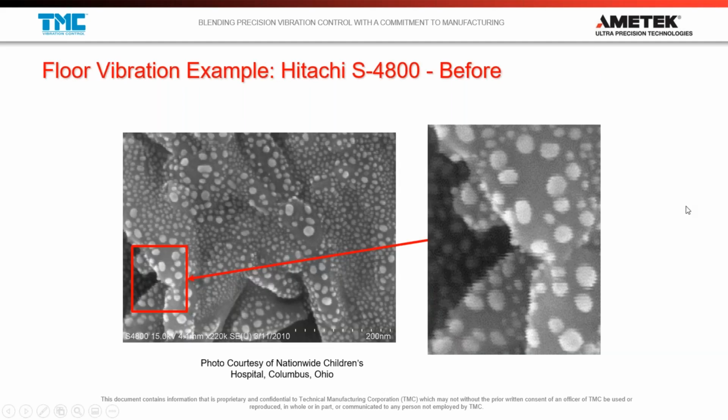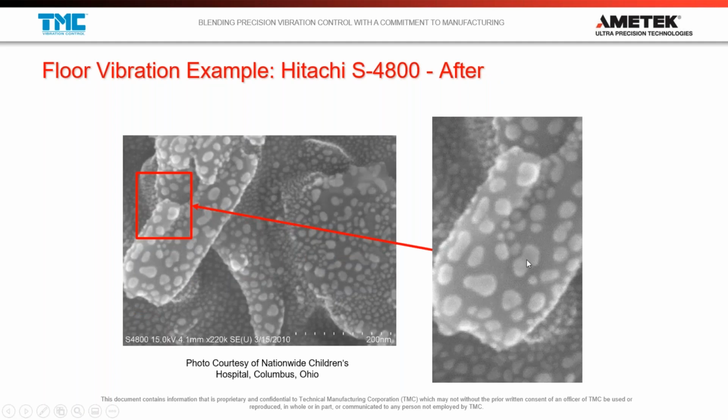We saw this again by mitigating these vibrational waves in this image at the Nationwide Children's Hospital in Columbus, clearing up the image to look like this. The scale that we're looking at here is roughly 20 microns or so. I'm sorry, 200 nanometers in this length. And so once we zoom in roughly 10 times, we're looking at roughly 20 nanometer features.